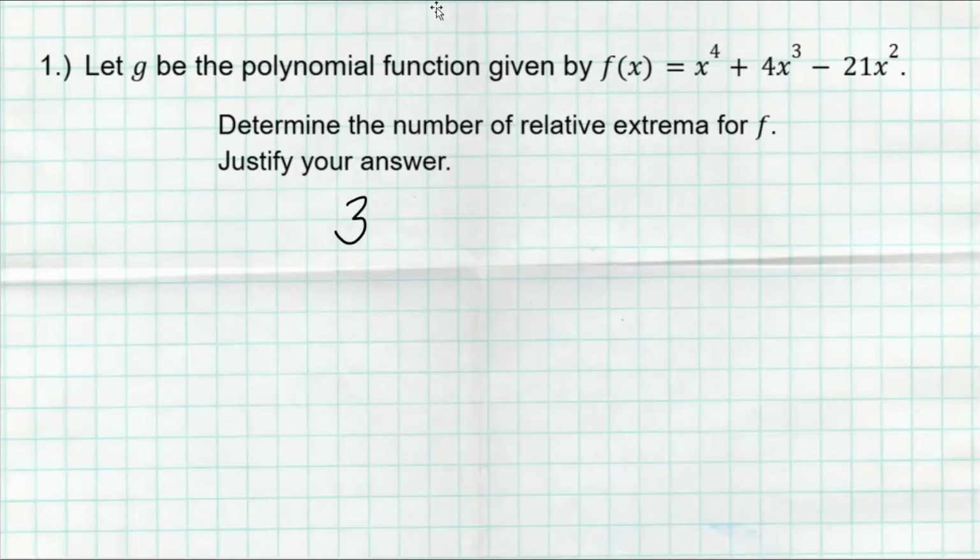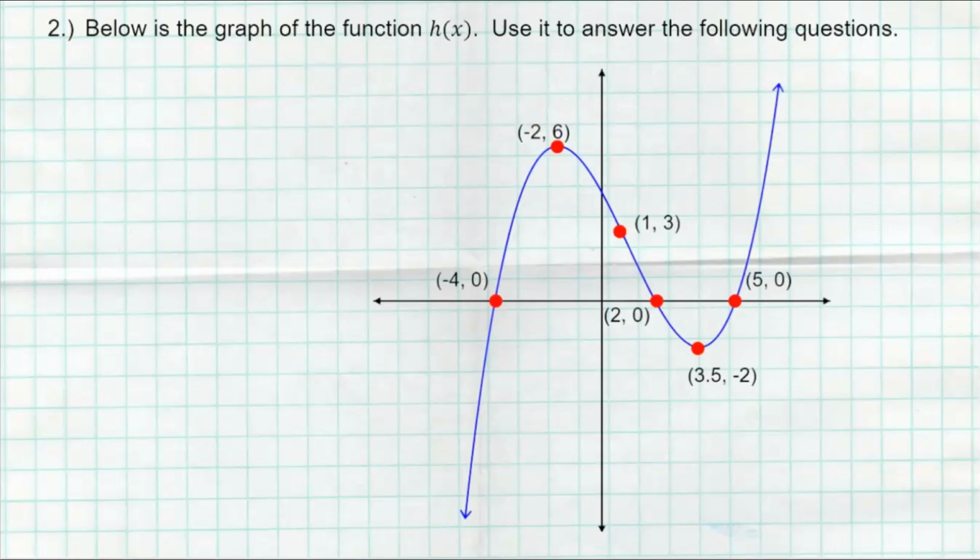Pretty good one. Hopefully all those made sense. And again, I really recommend you get out this worksheet and do it on your own and then see how you did. All right, let's jump into number 2. So number 2 gives us a graph of h of x with several key points labeled. We see some extremas labeled, we see an inflection point there at 1, 3, and we also see the 3 zeros of -4, 2, and 5, and there are tons of questions.